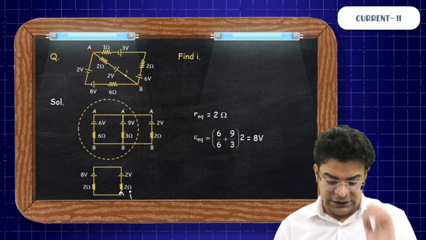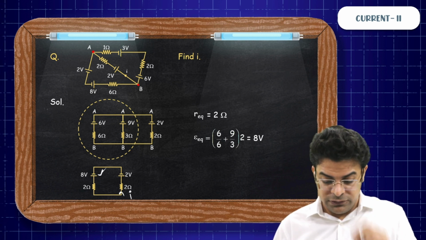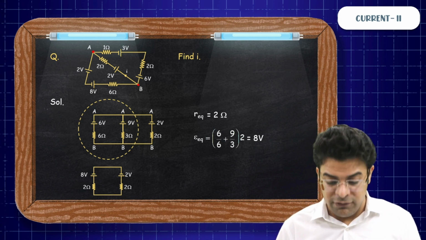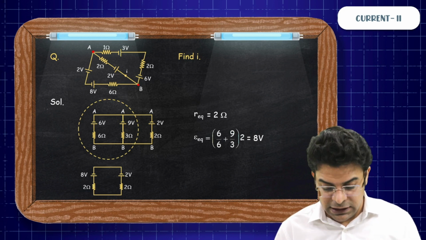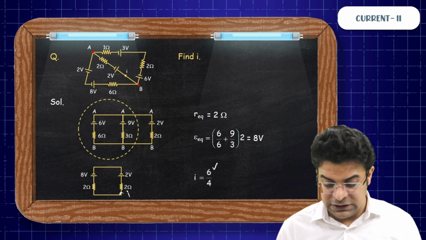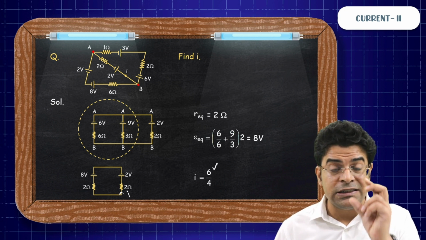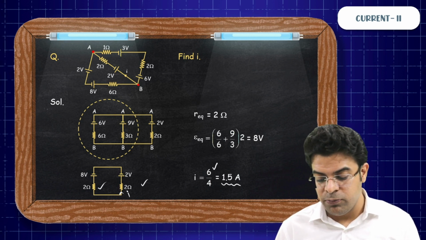How to find? Let's see. You will say this 8 volt wants to drive current anti-clockwise, while this 2 volt wants to drive current from its positive to its negative, that is clockwise. So you will say the value of I will be equal to 8 minus 2, which is 6, upon the equivalent resistance of the circuit, which is 2 plus 2, 4. So the current comes out to be 1.5 ampere.